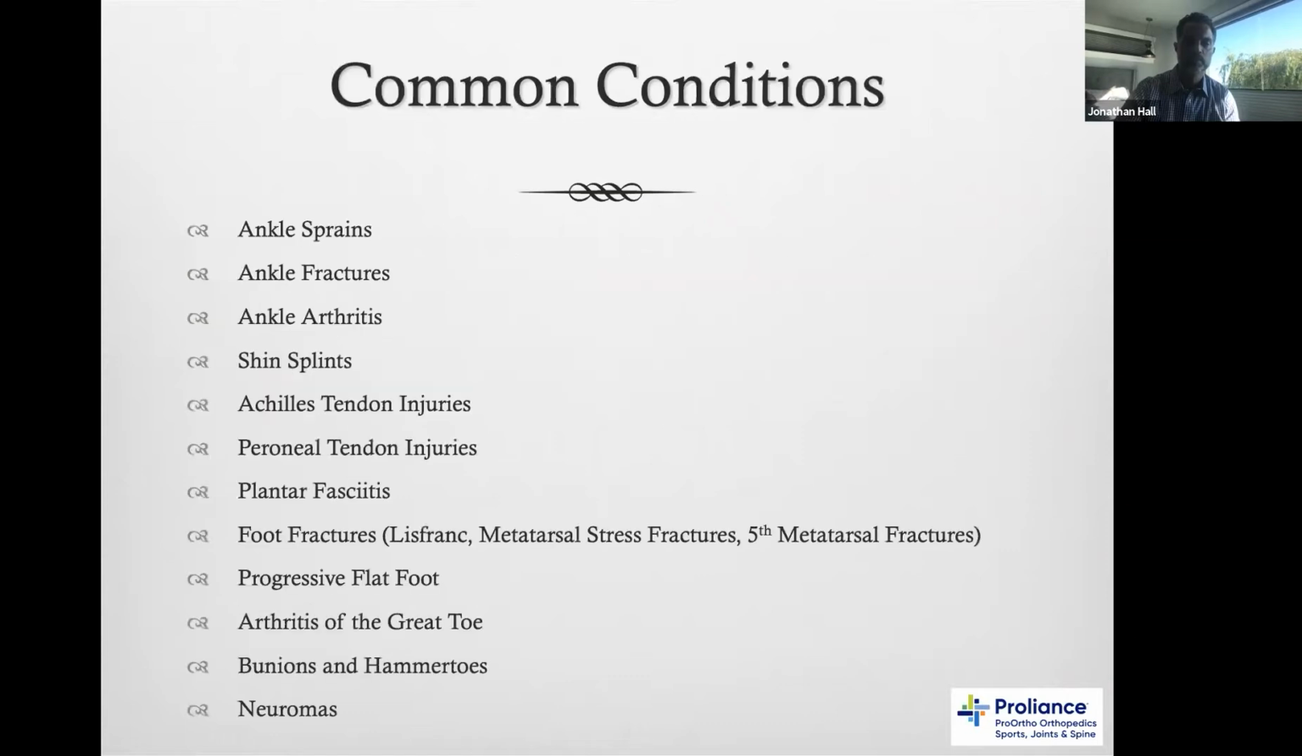That's pretty self-explanatory. The common conditions, here's the list that we're going through today. Sprains and fractures and arthritis of the ankle, shin splints, Achilles tendon injuries, injuries to other tendons such as the peroneals, plantar fasciitis, different fractures of the foot, flatfoot in particular, arthritis, particularly the great toe is a separate topic we'll talk about a bit. Bunions and hammertoes and neuromas.